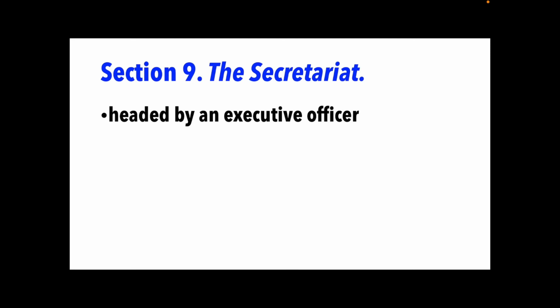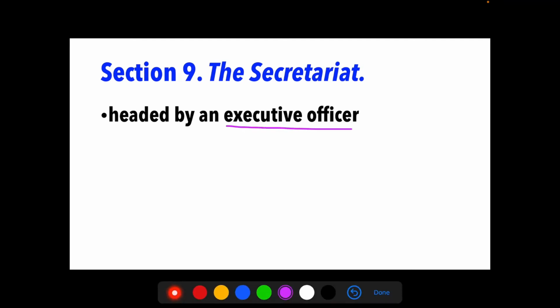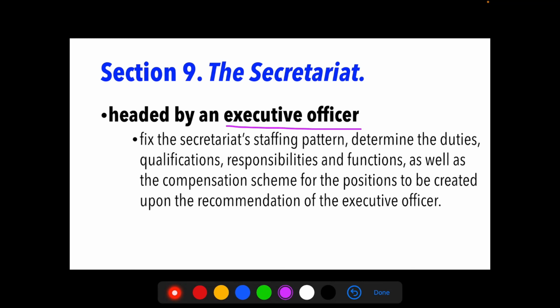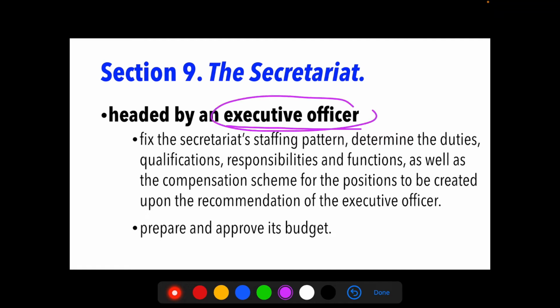Section 9, the Secretariat. So the Commission shall organize a Secretariat which shall be headed by an executive officer, and this is subject to the National Compensation and Position Classification Plan. And it shall fix the Secretariat's staffing pattern, determine the duties, qualifications, responsibilities, and functions, as well as the compensation scheme for the positions to be created upon the recommendation of the executive officer, and it shall also prepare and approve its budget. And also the Commission shall appoint the members of the staff upon the recommendation of the executive officer.